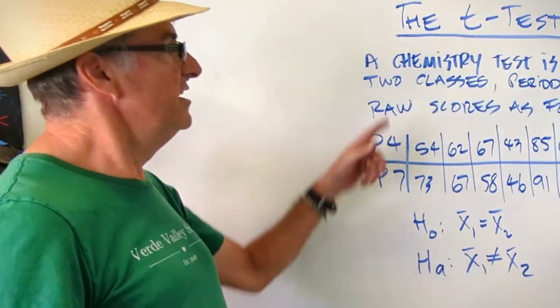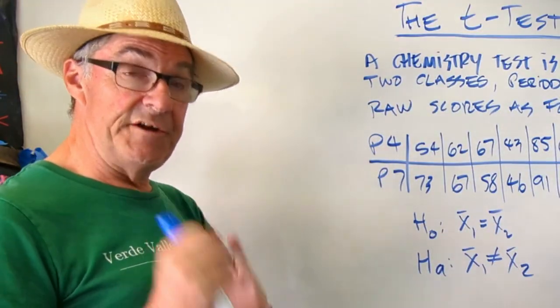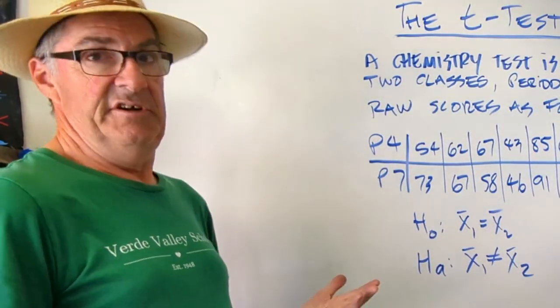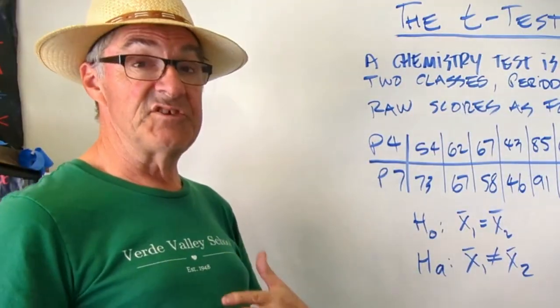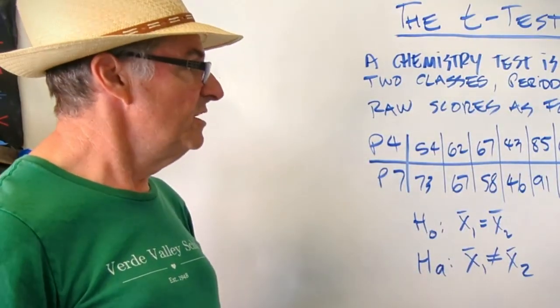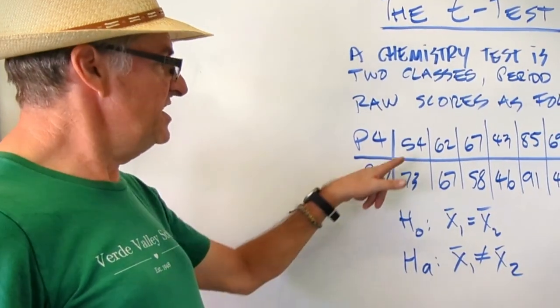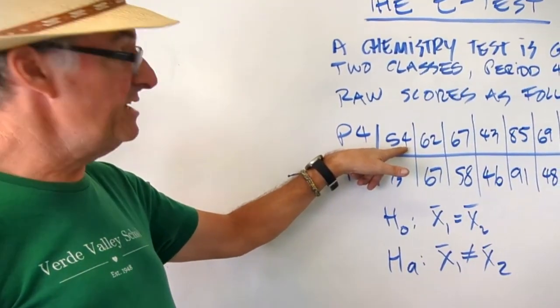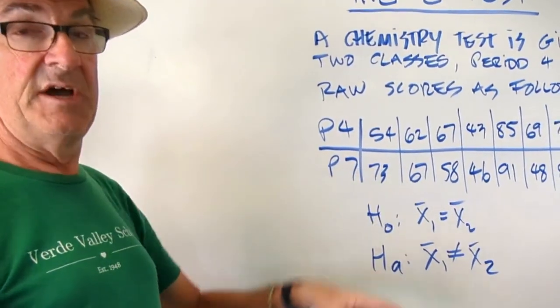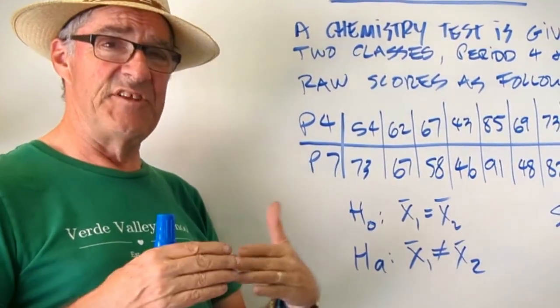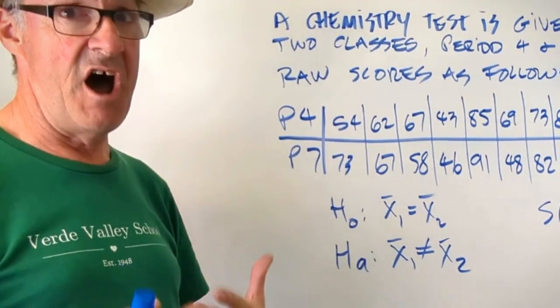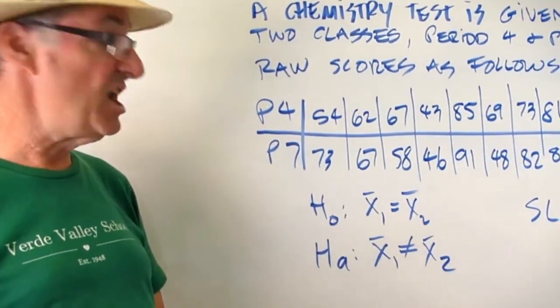In this situation, we have a chemistry test that was given to two different periods, and the teacher wants to know if there's a statistical difference between how the two groups perform. So like before, that teacher could calculate the mean of this group and the mean of that group, but she wouldn't have a way to know if the difference was significant or not, which is what the t-test is going to tell us.